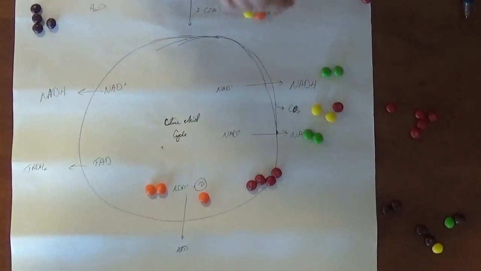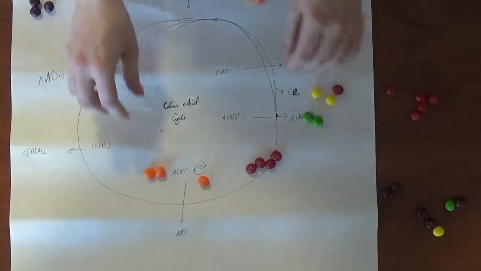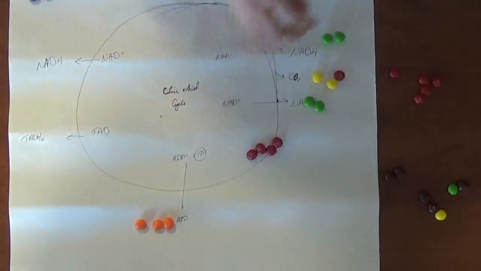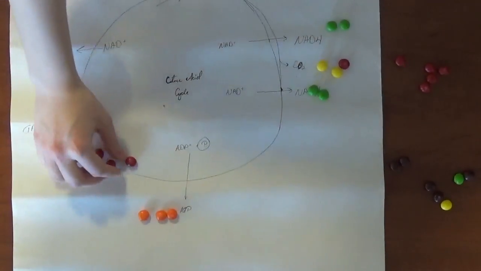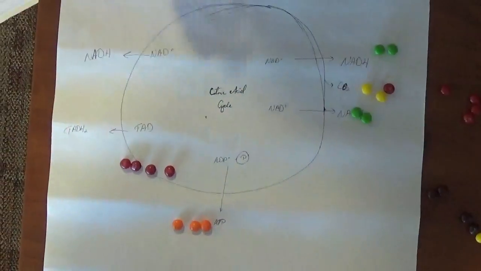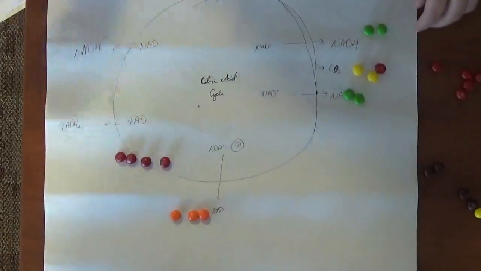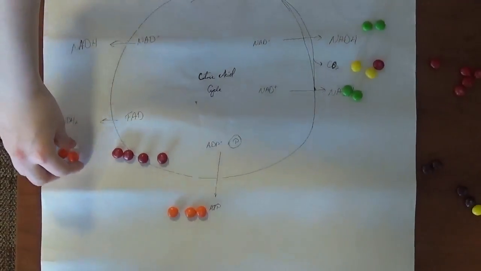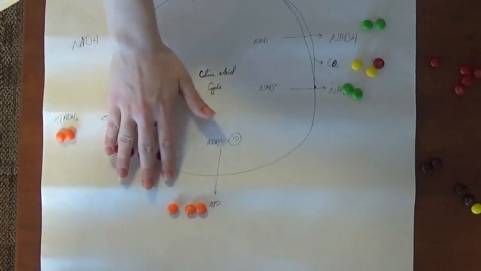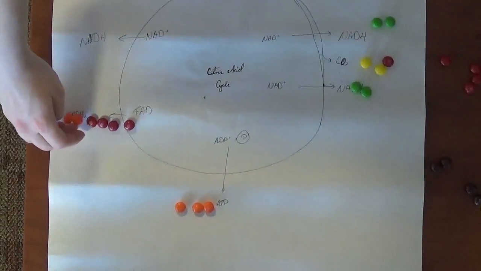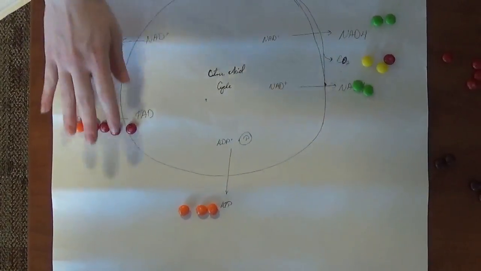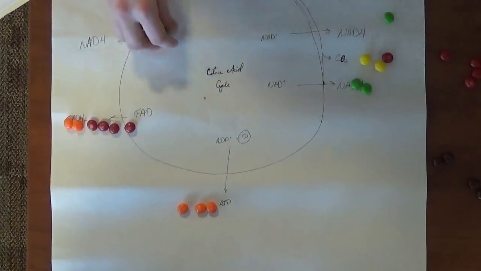CoA is replaced by phosphate, and ADP makes ATP. It becomes a 4-carbon molecule, and 2 hydrogen atoms go to FAD, which produces FADH2. FADH2 carries electrons to the electron transport chain.